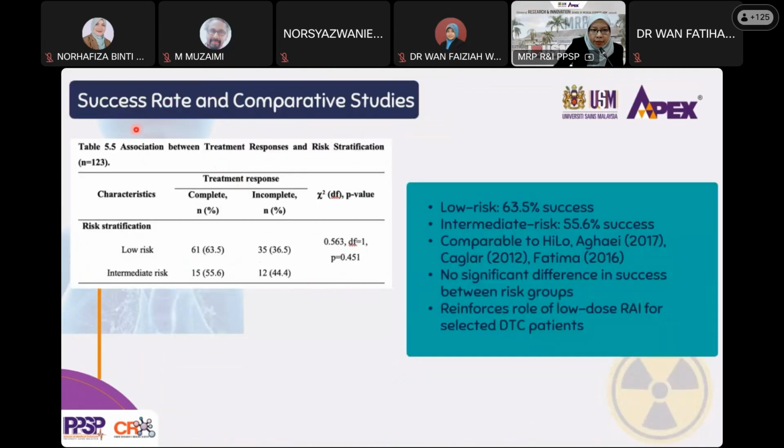Okay, this is the correlation between success and risk group. From our study, low risk has 63.5% success, while intermediate risk has 55.6% success. Although we anticipated a higher percentage compared to this, our finding is comparable to the findings of Hilo, Agai, Segla, and Fatima. They showed that there's no significant difference in success between the risk groups.